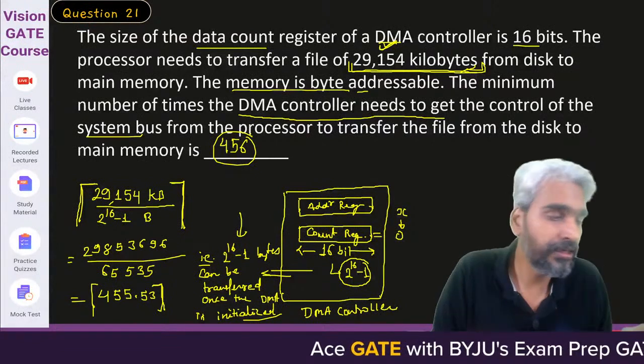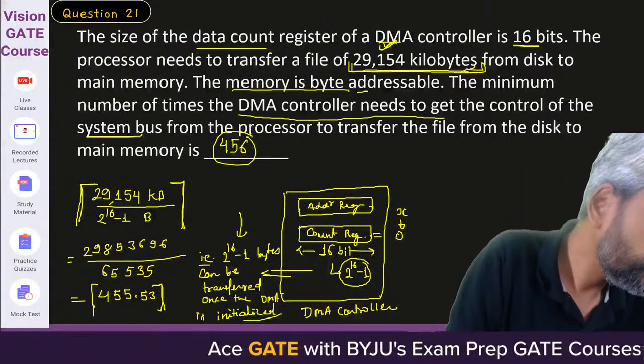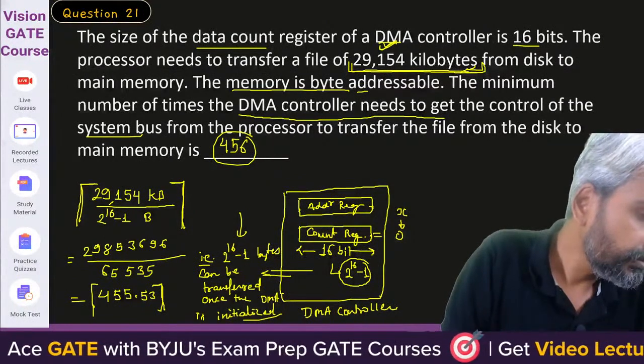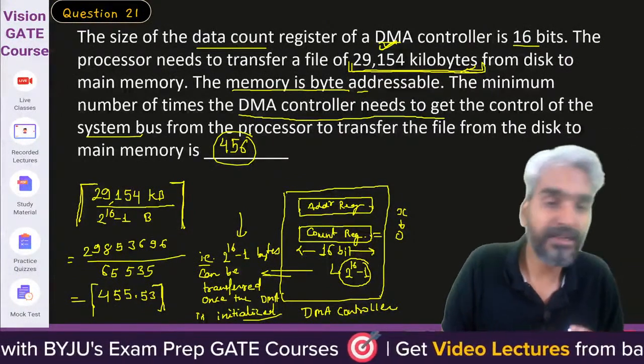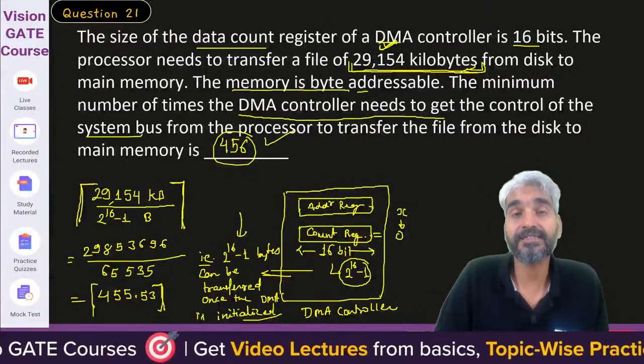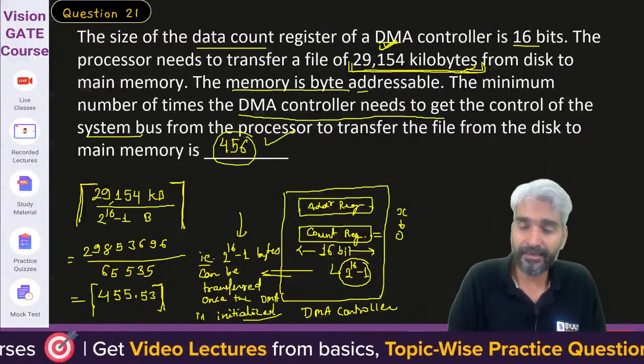The number of times we will have to gain the control of the system bus is 456 times. Clear? That will be all.